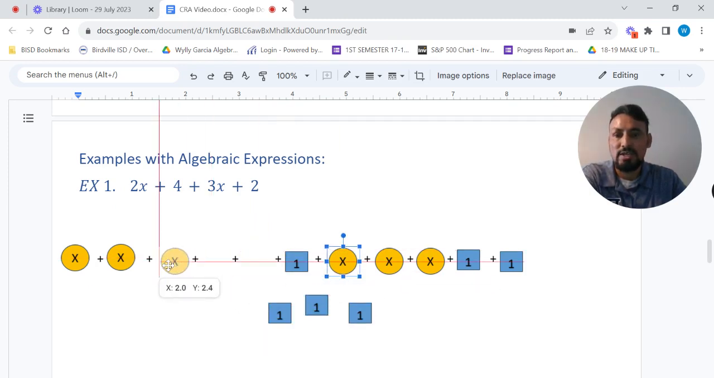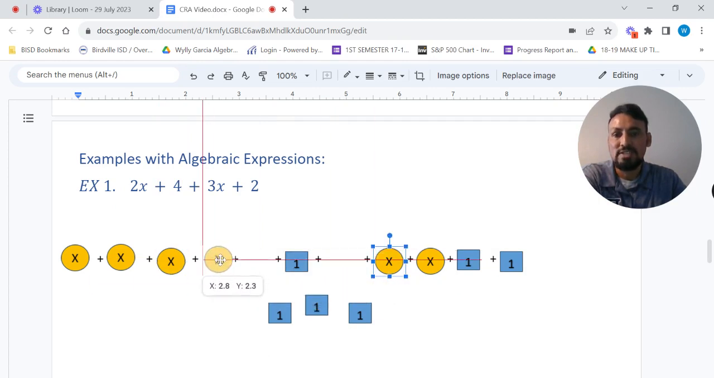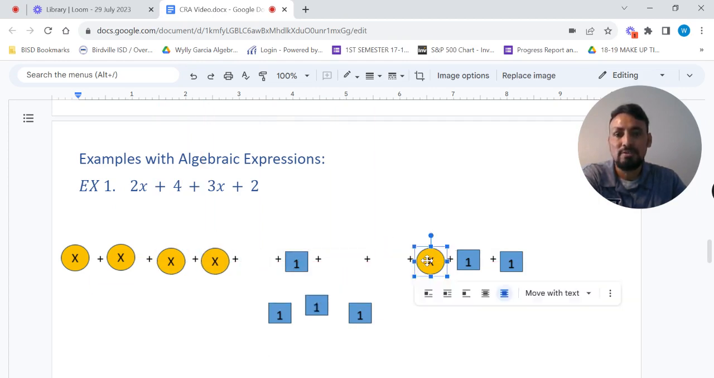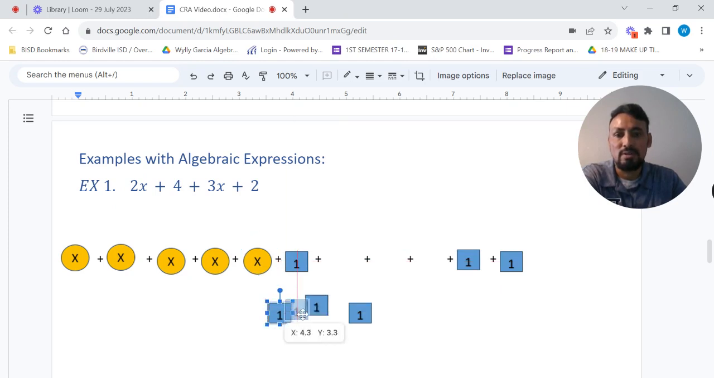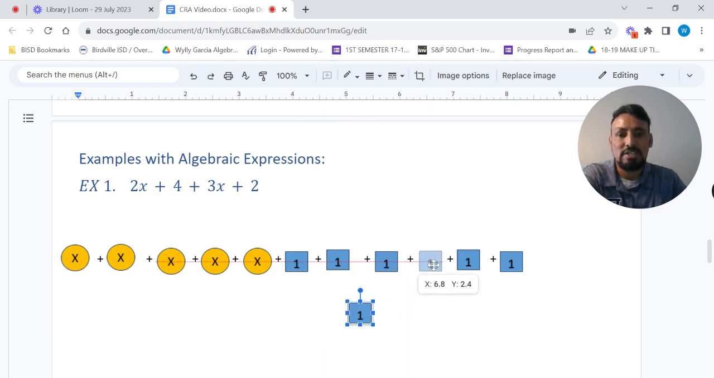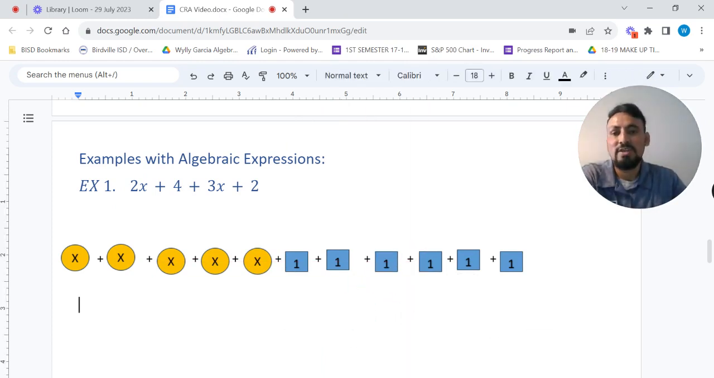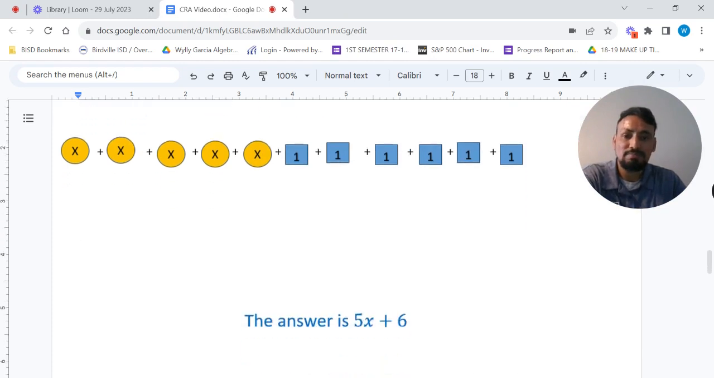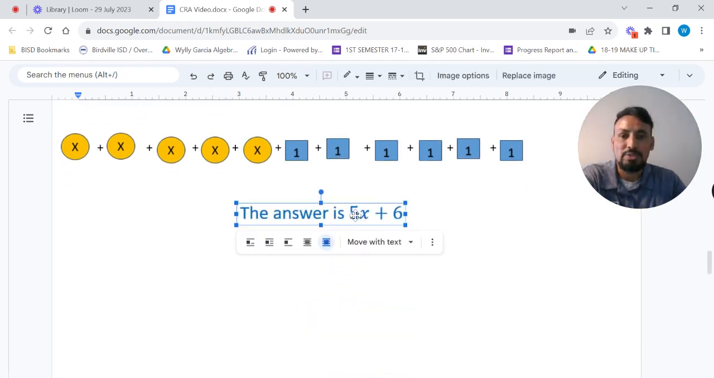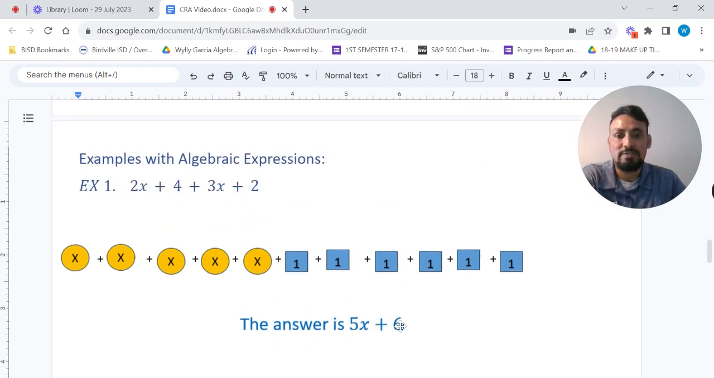So then we have all the circles which have the x's inside of them on the left-hand side of the screen, and all the numbers on the right-hand side of the screen. That's going to make this easy to do. To find the answer, we just count 1, 2, 3, 4, 5. So we have a total of 5 x's, and then numbers we have 1, 2, 3, 4, 5, and 6. So the answer to this problem is that when you combine like terms, the answer is 5x plus 6.